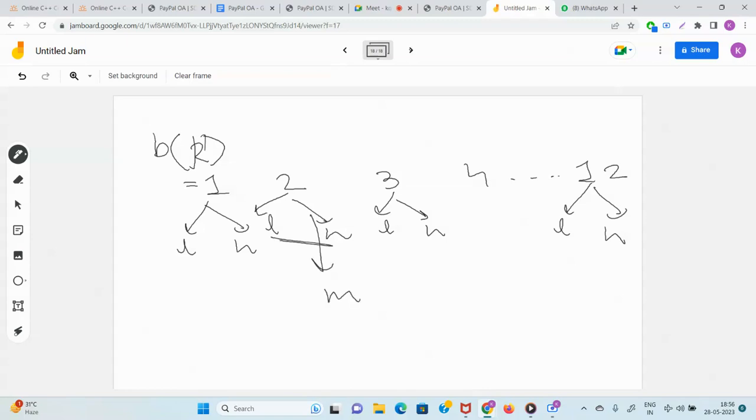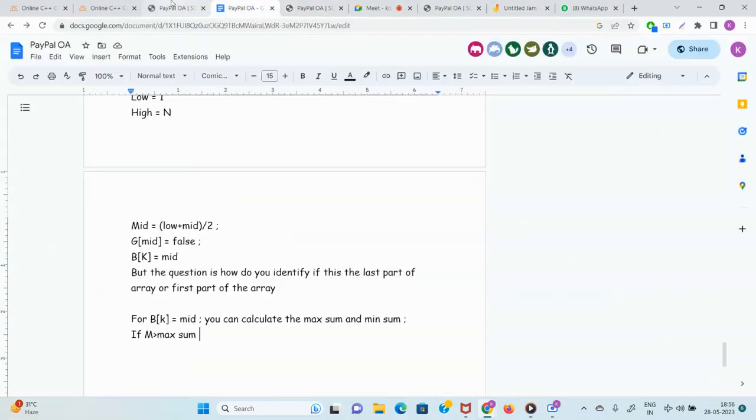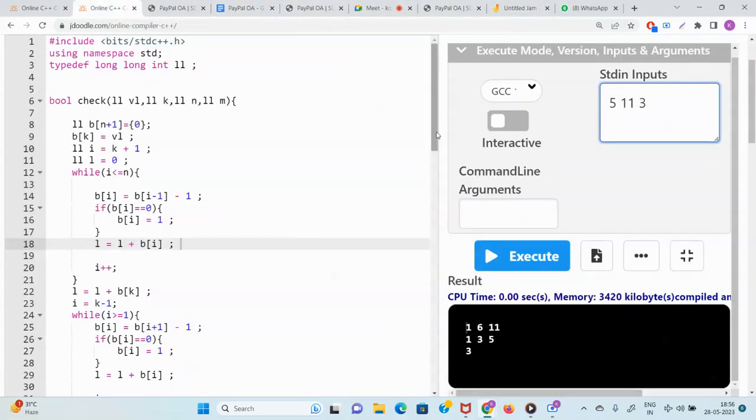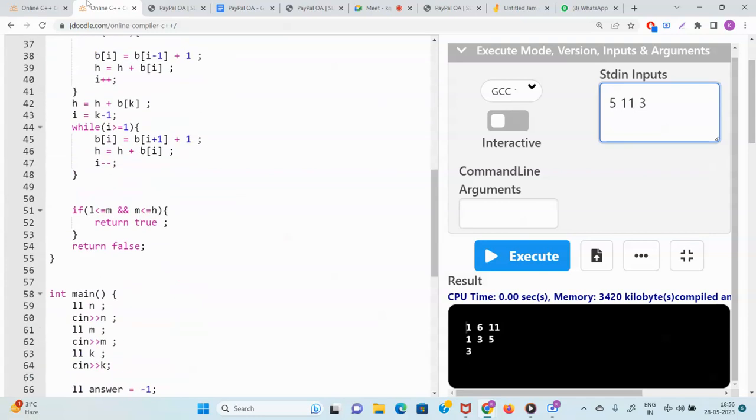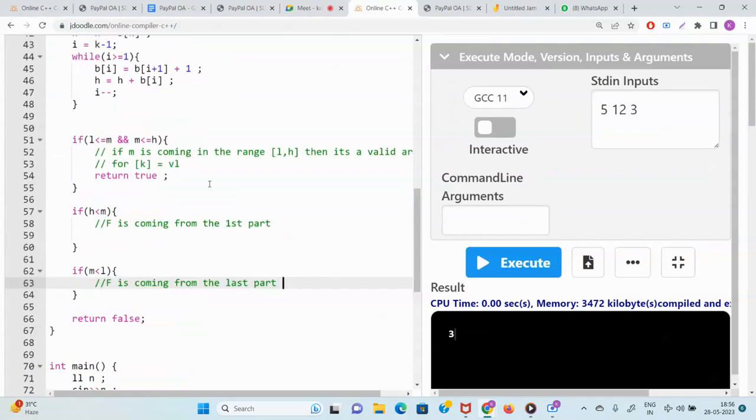So M is coming inside the L and H of 2. So for 2 this is true. But see, the M is greater than H, hence it is false. It is the first part of false. It's clearly written that M is greater than H. I wrote it here also. If M is greater than H, then F is the first part. The false which you are getting is the first part of the array.